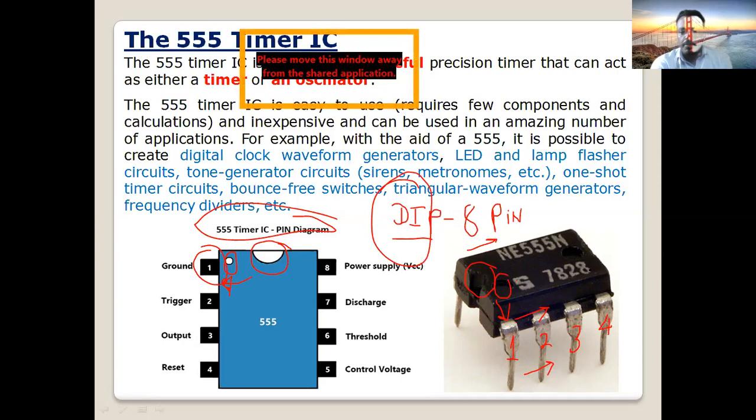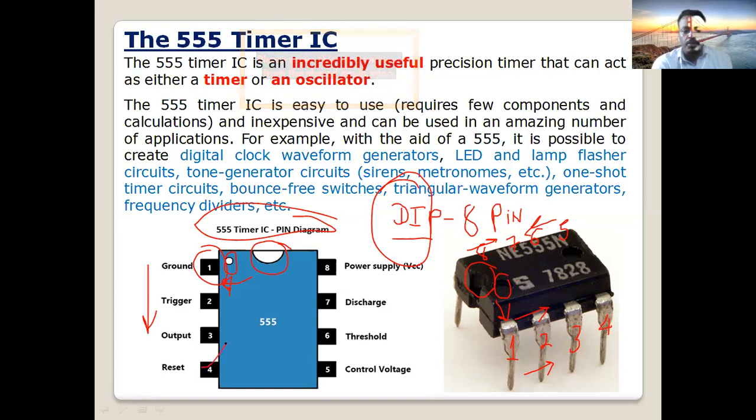So where is pin number 5? You count from here, in this case from bottom to up. 5, 6, 7, and pin number 8, 4 pins in this direction. On the other side, pin 1, pin 2, pin 3, pin 4. So on this side, you count up, starting from pin 5 up to pin 8.